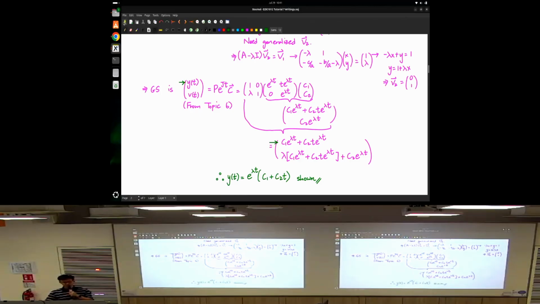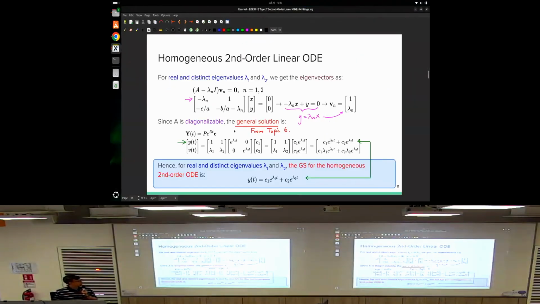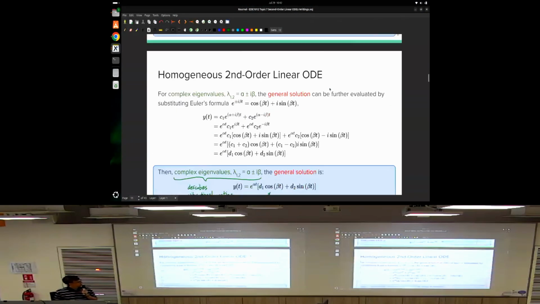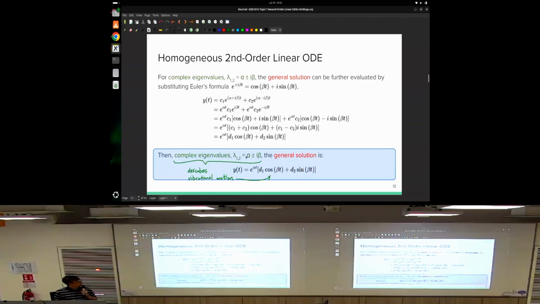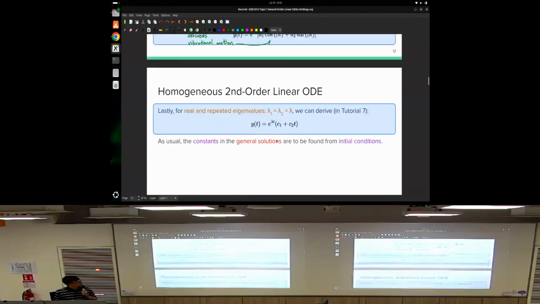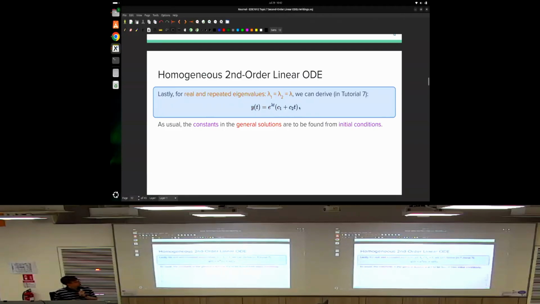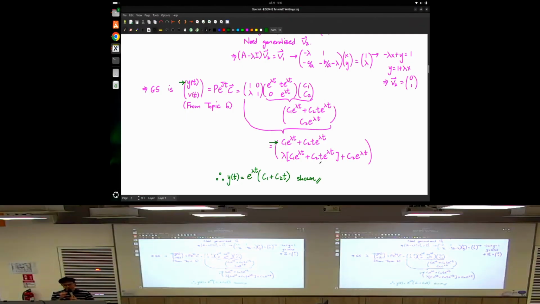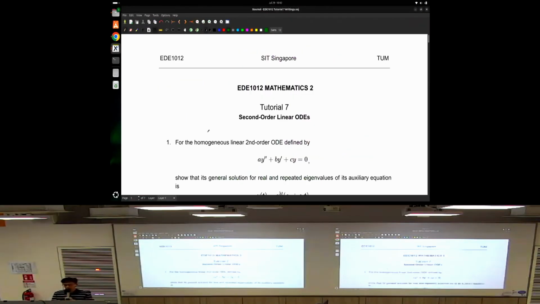Yeah, correct. Because eigenvalues can be 3 types. One is real and distinct, then you just use this one, already derived for you. The second one is, if it's complex, then you just use this guy, already derived for you here. Then the third one I never derived there. So I'm supposed to derive it in tutorial 7, which is in question 1, which is what we have done here. Any other questions? Okay. So that's for question 1.